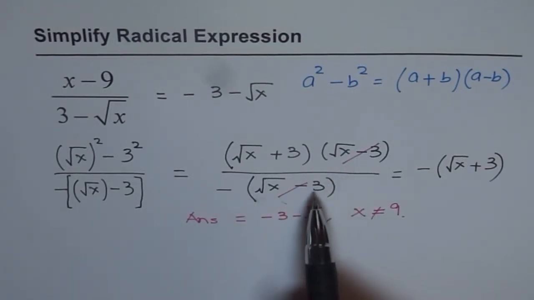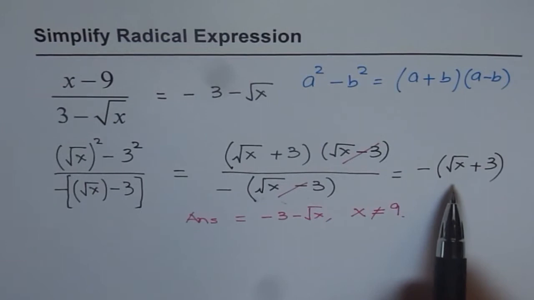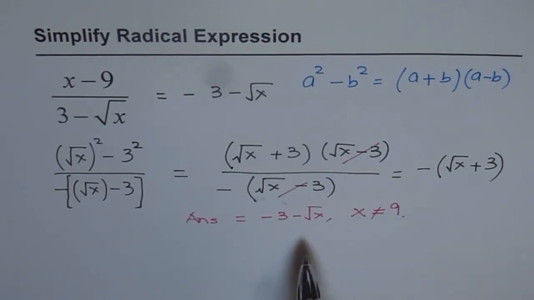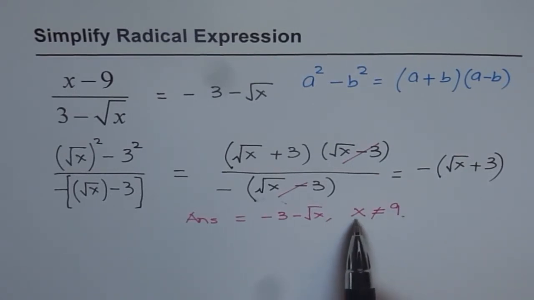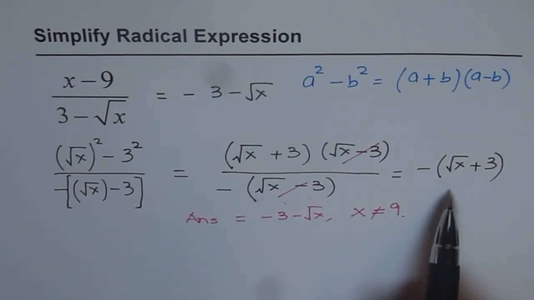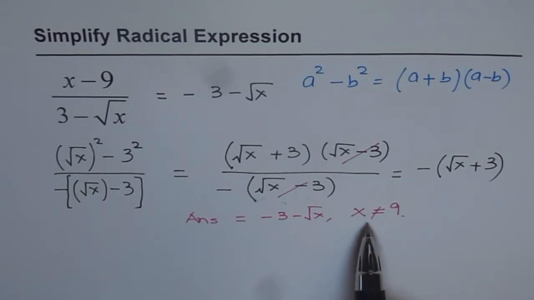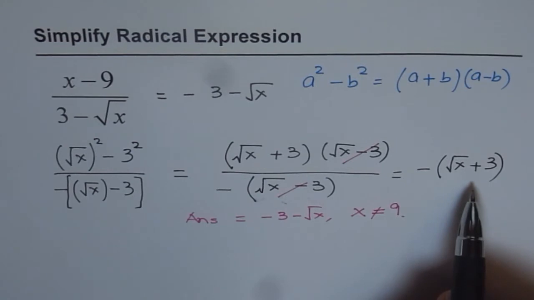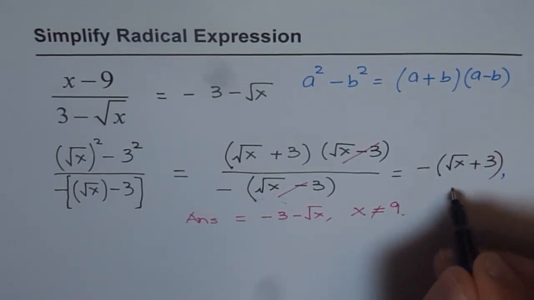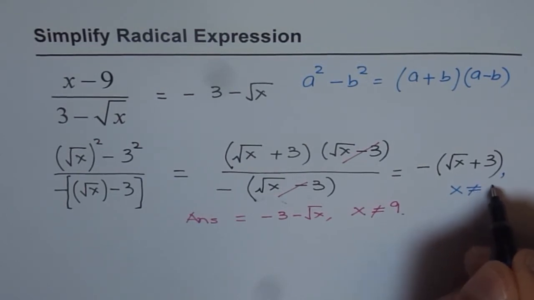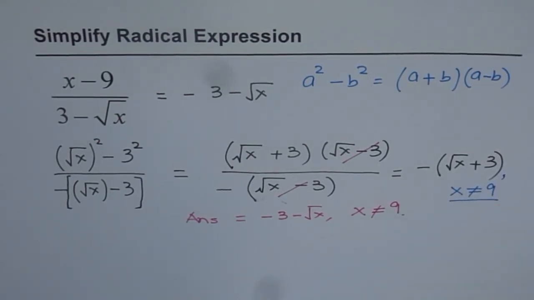But whenever you cancel and write another expression, in that case you have to write down the restriction. Now this expression alone does not represent the restriction that x cannot be equal to 9. So it's important to write the restriction x not equal to 9 along with the simplification, right? So here itself we should write where x is not equal to 9. So it's very important to write this.